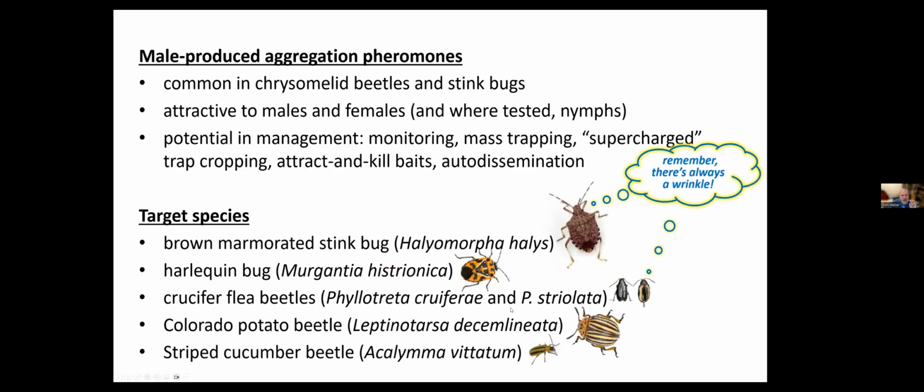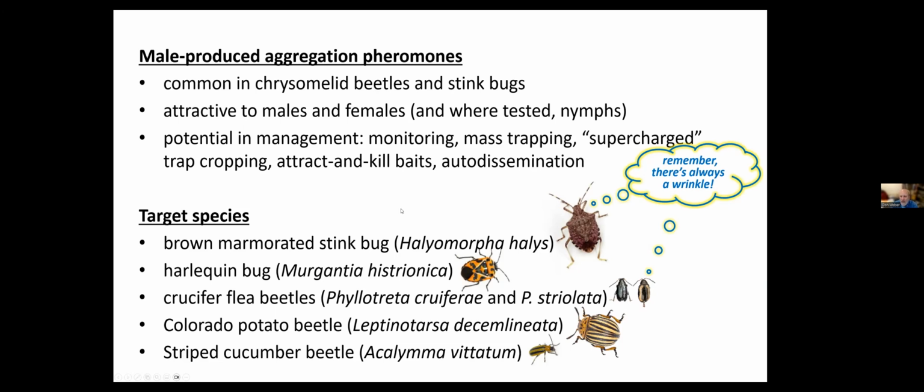So as I mentioned, male-produced aggregation pheromone. These are common in the chrysomelid beetles or leaf beetles. And the ones you see here, if you can see my arrow, that's the Colorado potato beetle, the striped one. The other striped one's a striped cucumber beetle. And you can see they're right next to, you know, the brown marmorated stink bug. I didn't list the Harlequin bug.